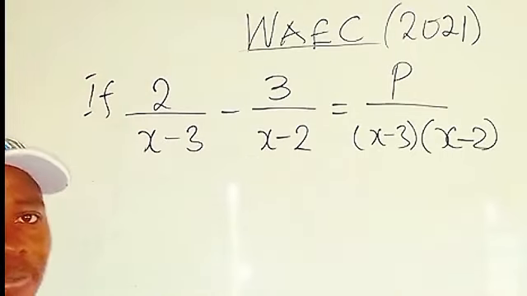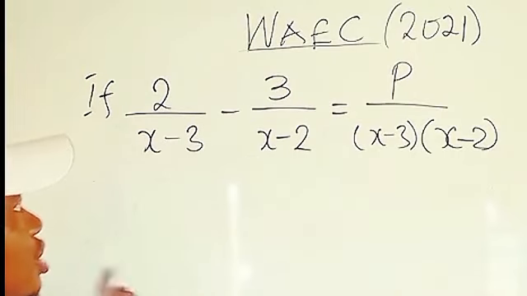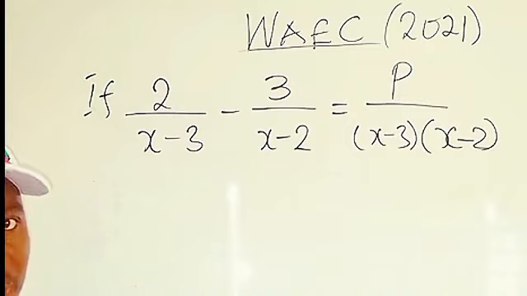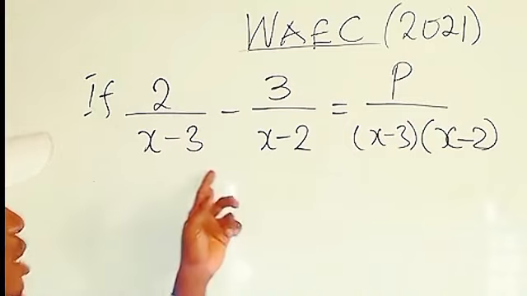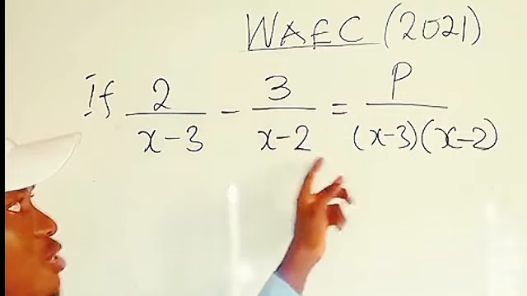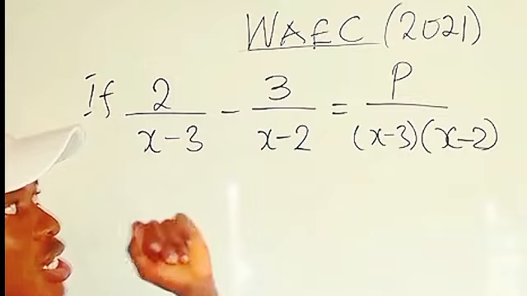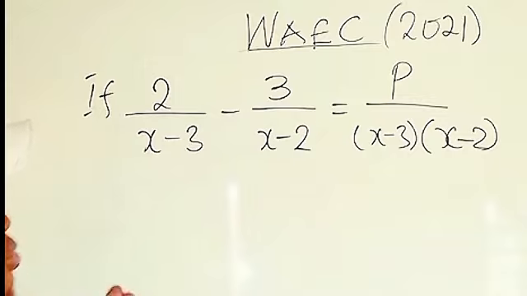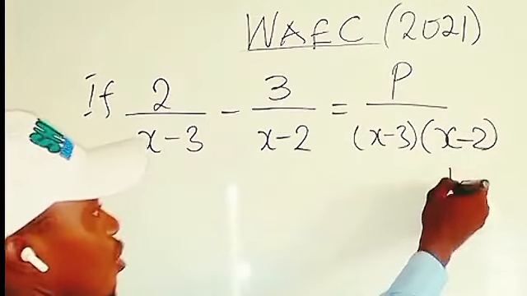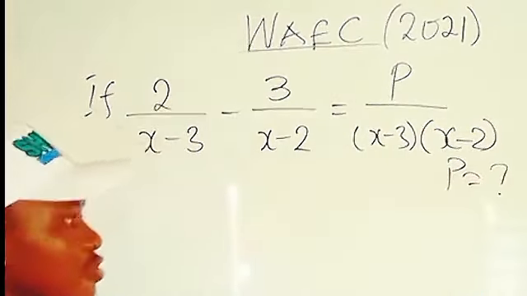This is WAEC 2021 question. We have this question on this board. If 2 over x minus 3 minus 3 over x minus 2 equals p over (x minus 3)(x minus 2). So now what we are looking for, we want to know the value of p. What is the value of p? What will be the value of p?